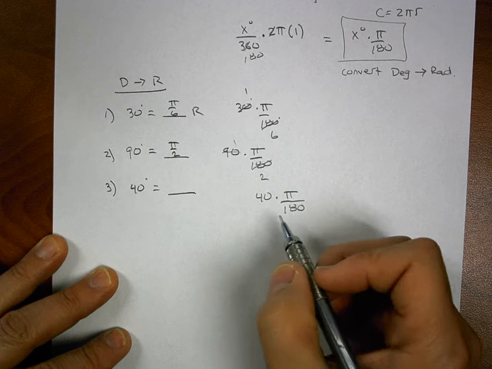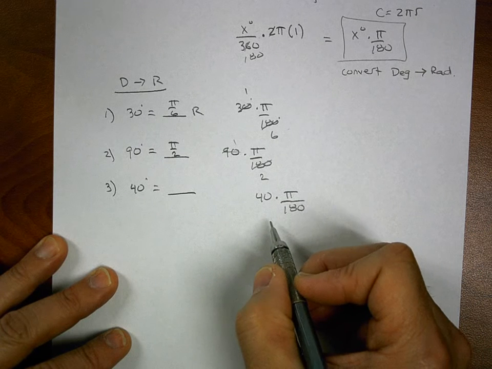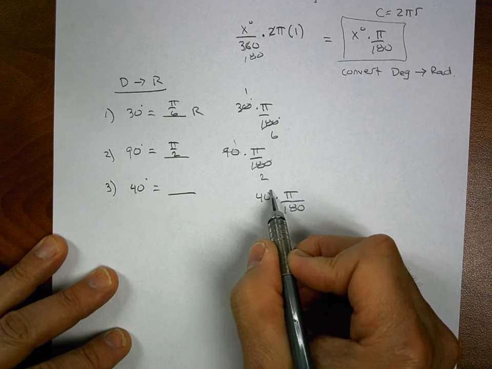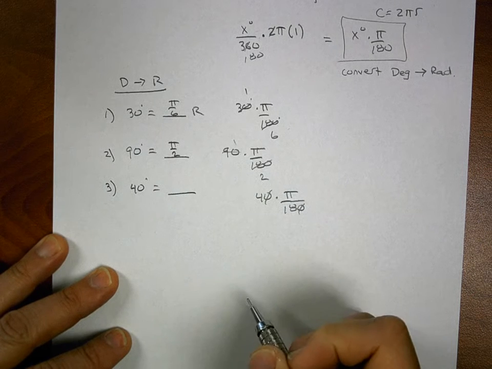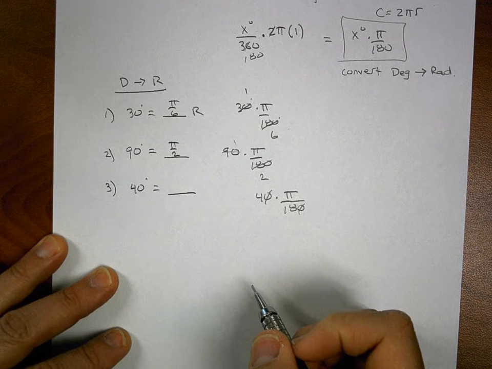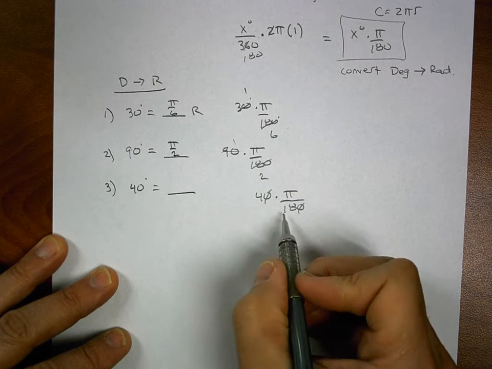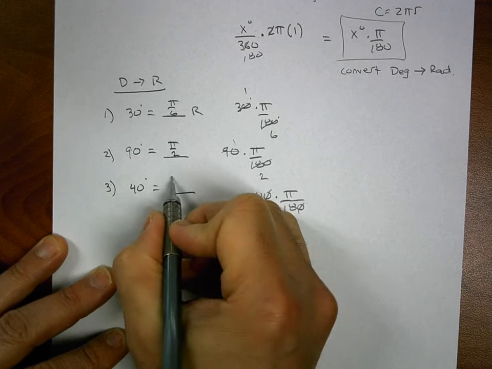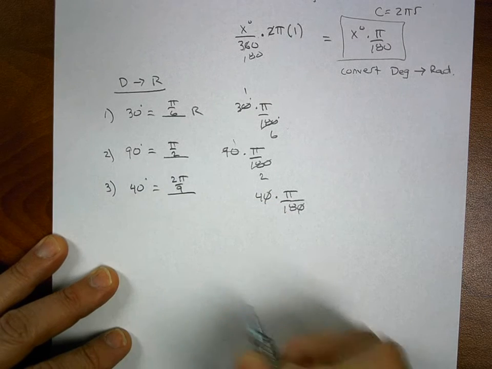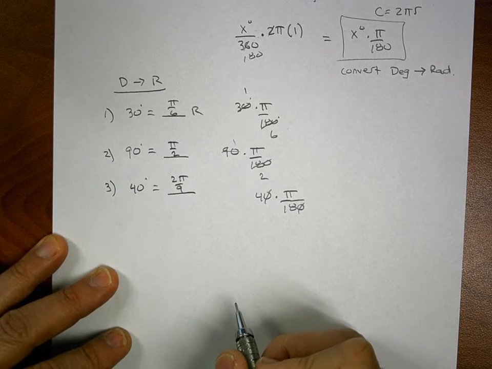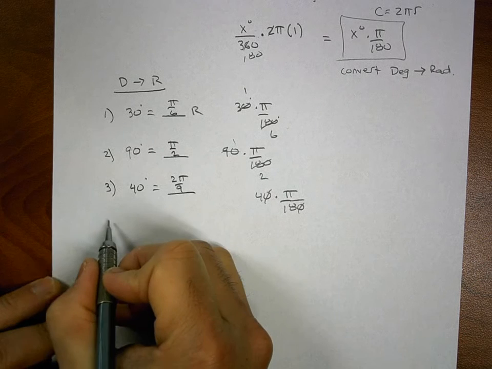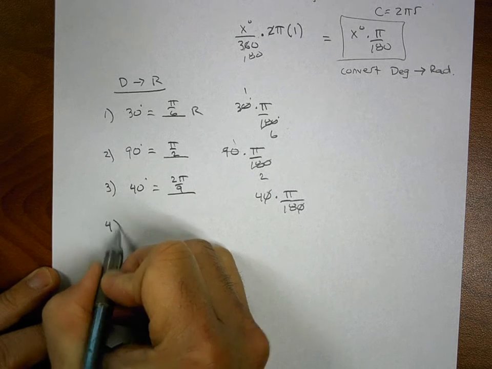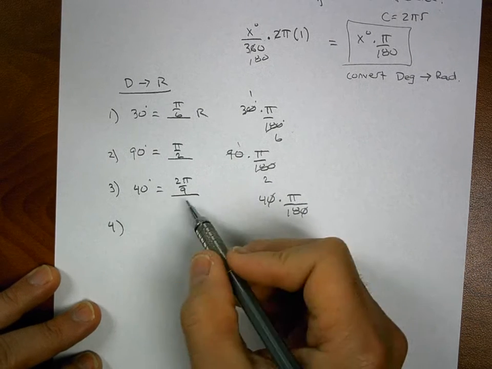So how do we reduce this? You could actually factor out a 10, just cross those out, right? And then 4/18 or 2/9. So it's 2 pi over 9 radians. Okay, pretty easy. Let me do a couple more degrees to radians, then we'll go the other way.